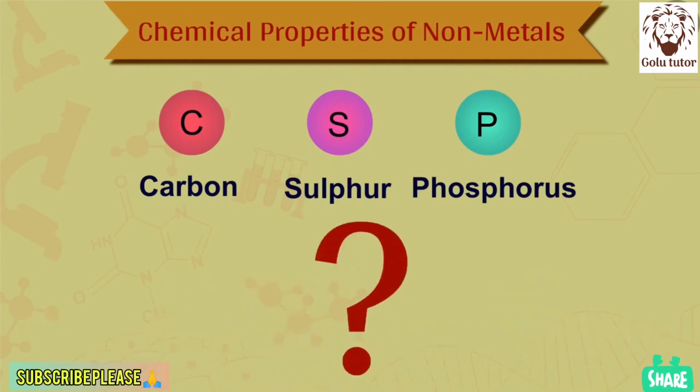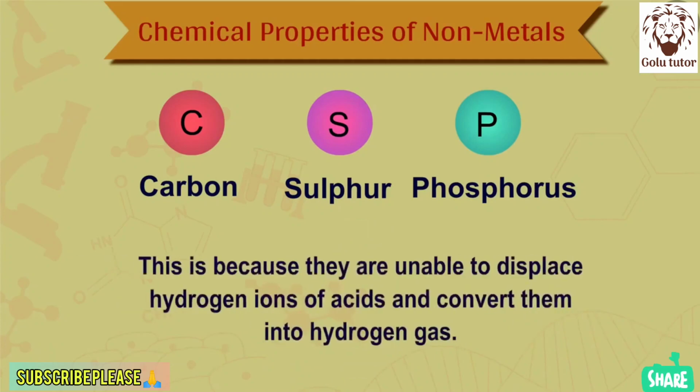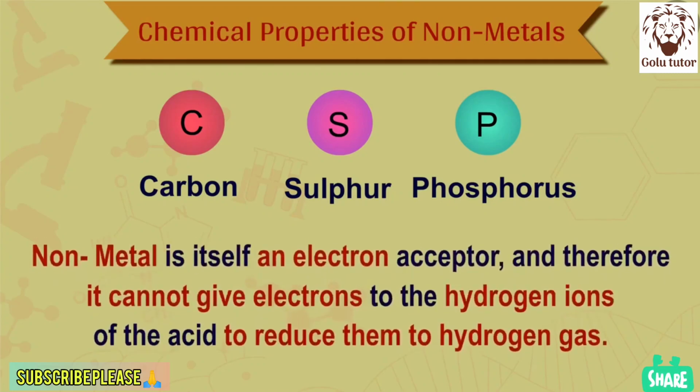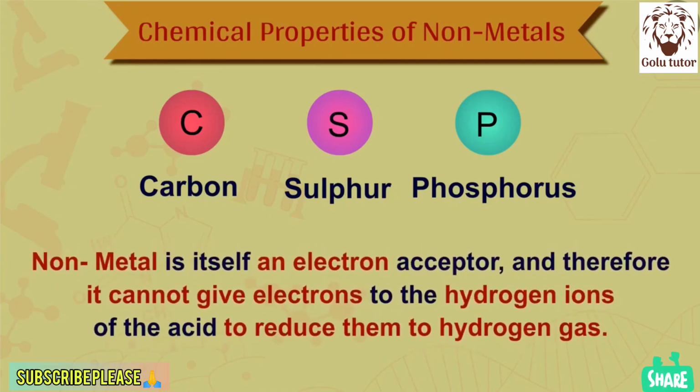But do you know why nonmetals do not react with dilute acids? This is because they are unable to displace hydrogen ions of acids and convert them into hydrogen gas. And as you know, a nonmetal is itself an electron acceptor, and therefore it cannot give electrons to the hydrogen ions of the acid to reduce them to hydrogen gas.